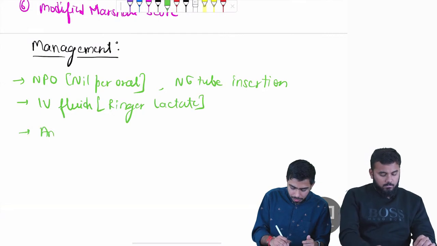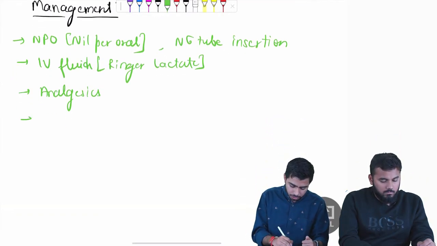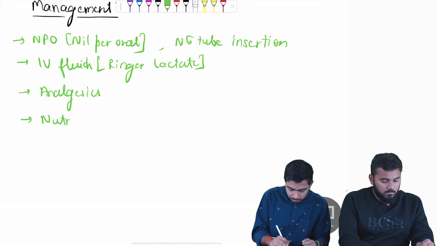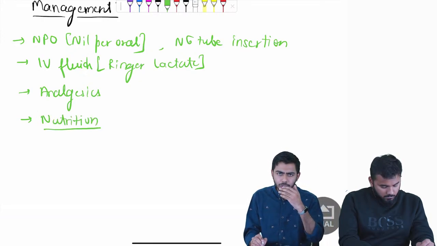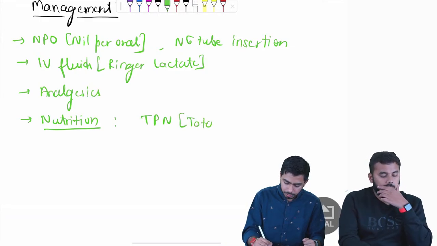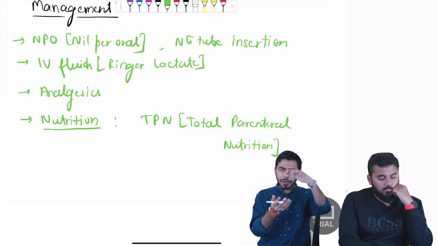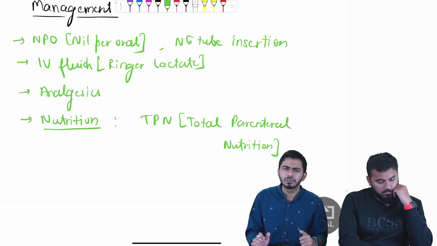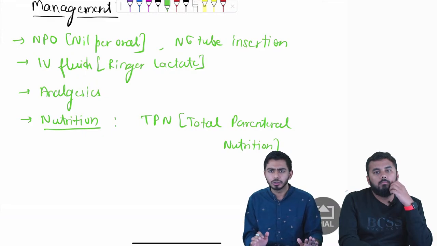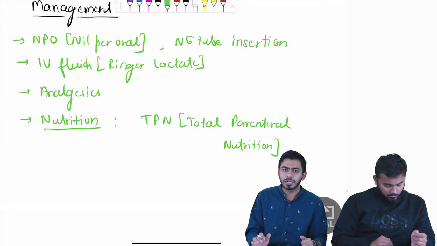Now, we can give some analgesics, guys, because obviously the patient will have severe pain in the epigastric region. For example, morphine can be given to tackle the pain. Then for the nutrition part, we are not allowing anything orally, so in that case we can give the total parenteral nutrition, TPN. It's kind of a packet which you can see at the bedside of the patient if you visit the ward. For patients who are not ready for getting anything through the mouth for a prolonged period, we start the TPN in those cases.